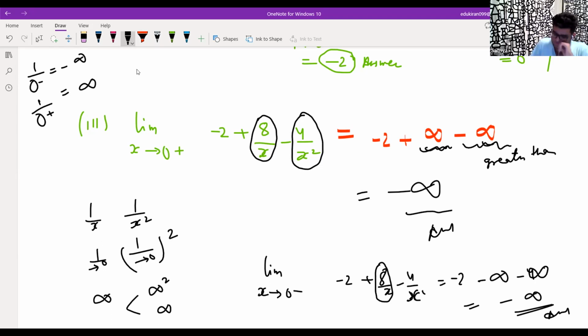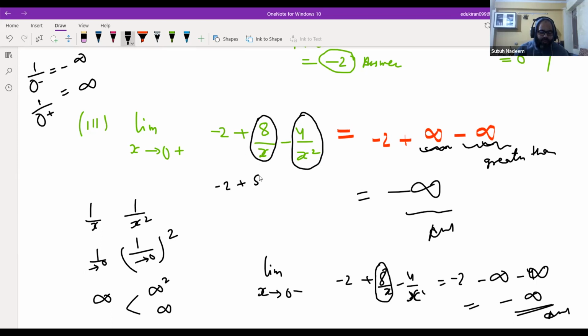So can you explain again? I understand. Okay. So here it is minus 2 plus 8 by 0 plus minus 4 by 0 plus square. This is minus 2 plus infinity minus infinity. Yes. But this infinity is greater than this infinity because it is 0 square. So overall it will be minus infinity. This is greater, no? Its sign will be taken.